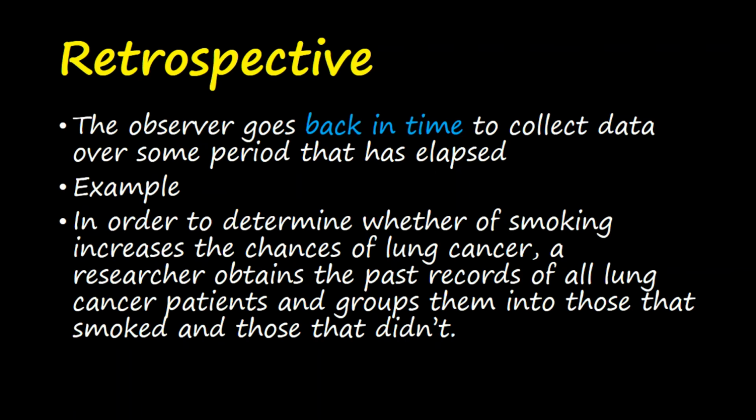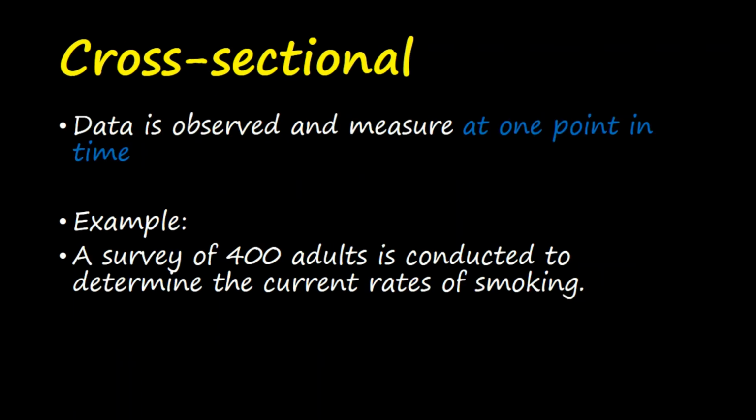Cross-sectional observational studies. Cross-sectional observational studies occur at one point in time. Therefore, data is observed and measured at one point in time. An example is a survey of 400 adults which is conducted to determine the current rates of smoking in adults.